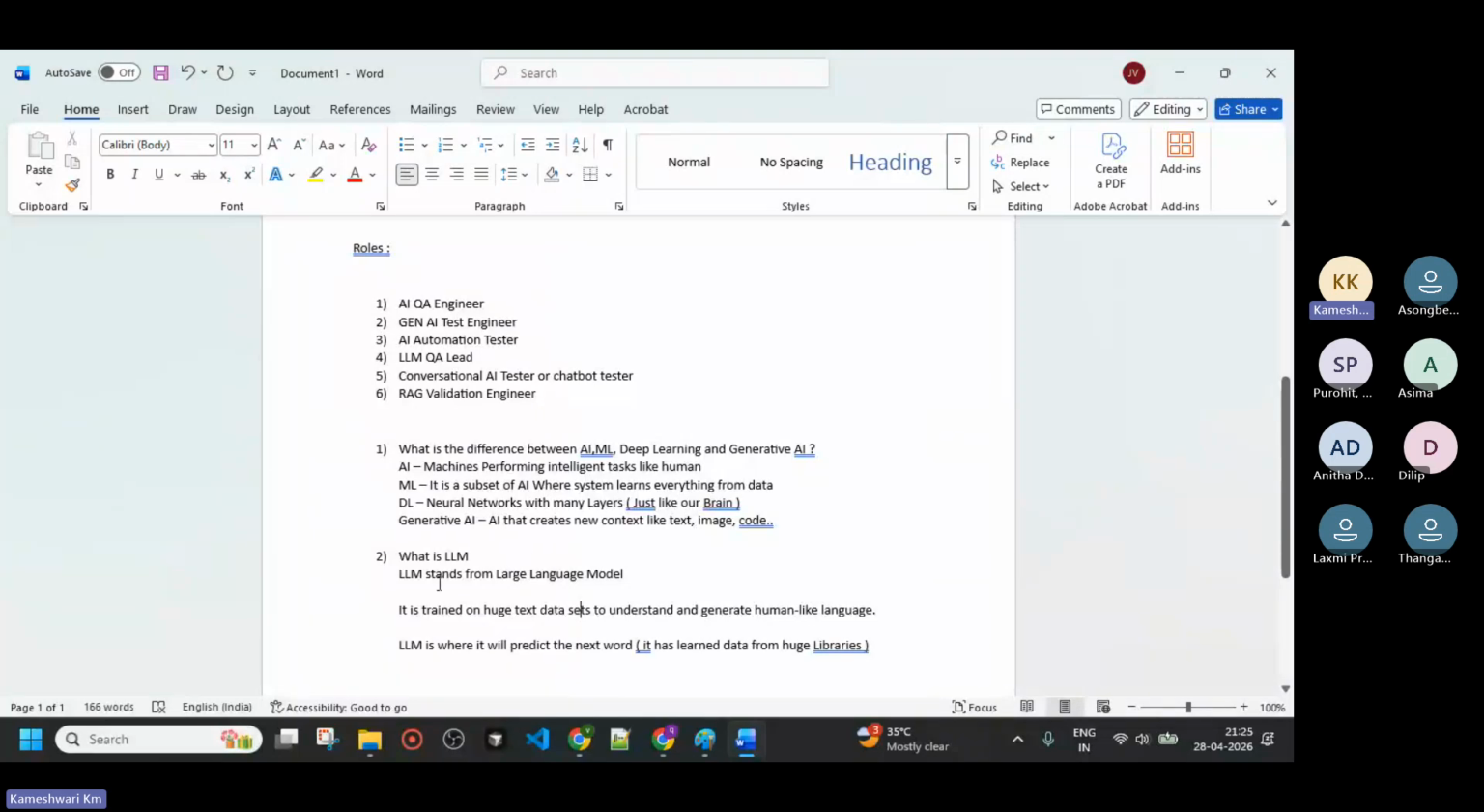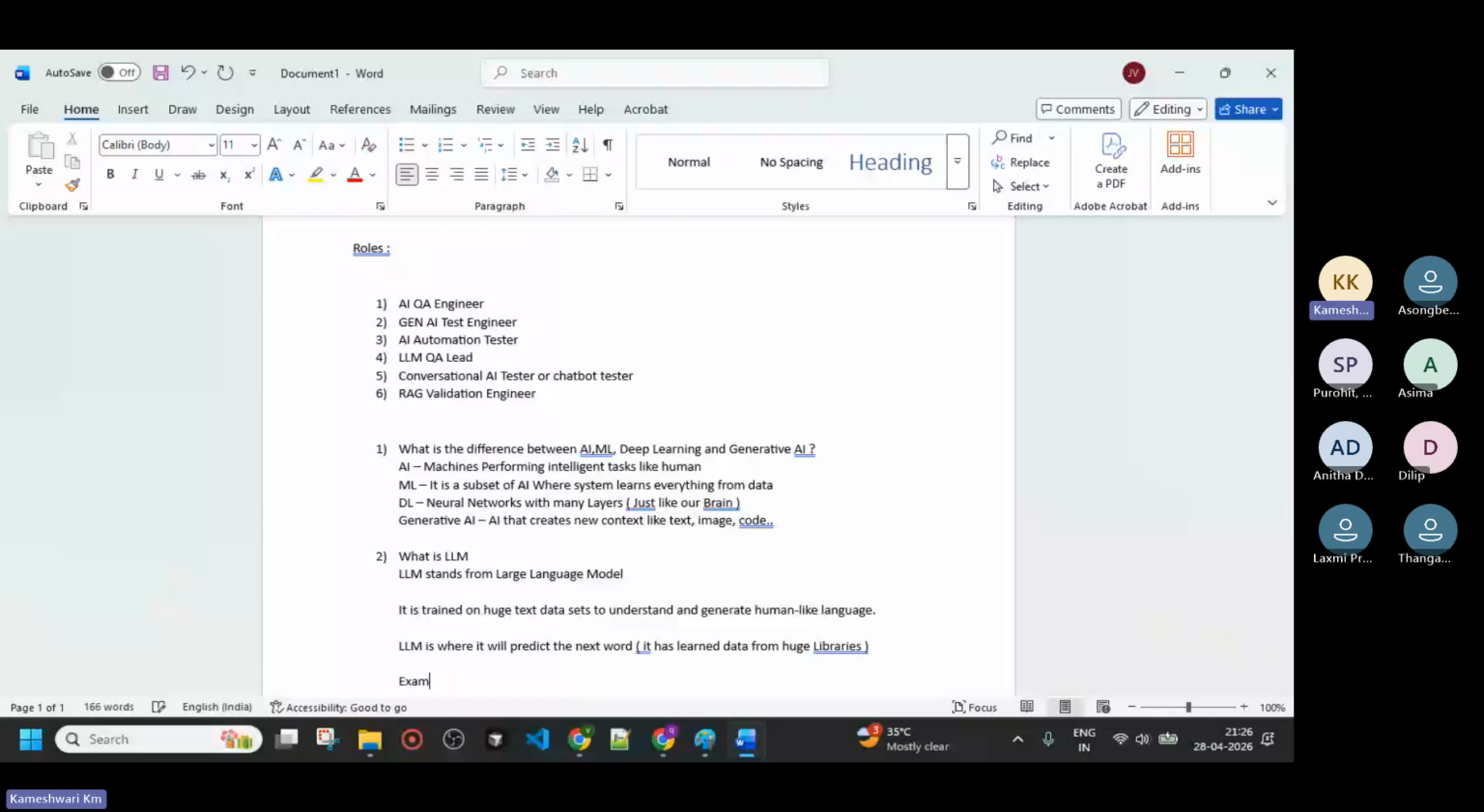The LLM is like this kind of brain, where on top of that you add some data, and you understand that and generate the answers. So an LLM is simply a large set of data. It is going to predict the next word. That is an LLM.